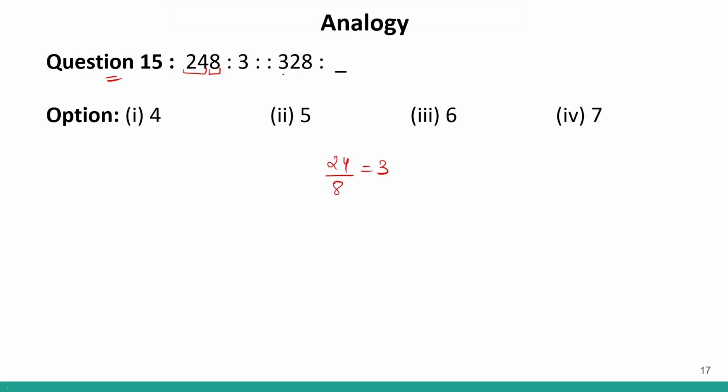Now let us check for here also. 32 and 8. I am dividing them into two parts. So 32 divided by 8 will give me how much? 4. Correct? 32 divided by 8 will give me 4. Is 4 in option? Yes. 4 is in option number 1. So this will be your answer. 4 will be your answer.